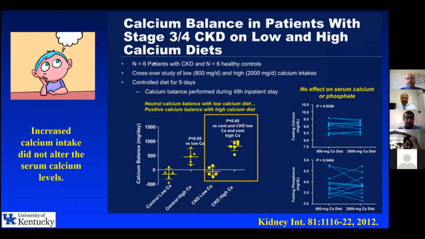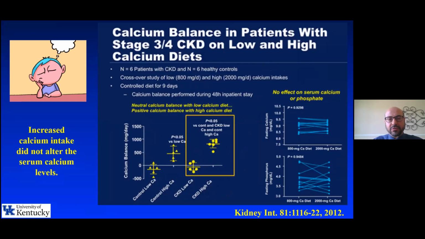This study was published with just 6 CKD patients and 6 controls, so the total is 12 patients. What they did was a calcium balance study. It's not like they were doing some innovation, like going to the moon. It's very easy and not very costly. You can do it for a master's thesis or a PhD or doctoral thesis. Very easy, and this was very publishable.